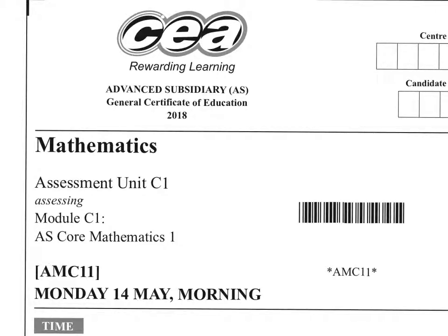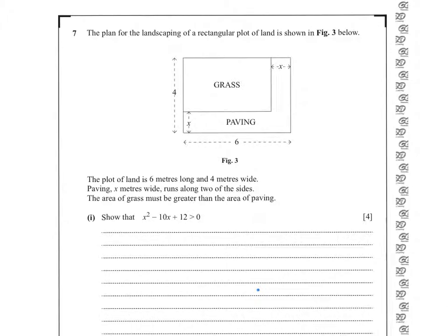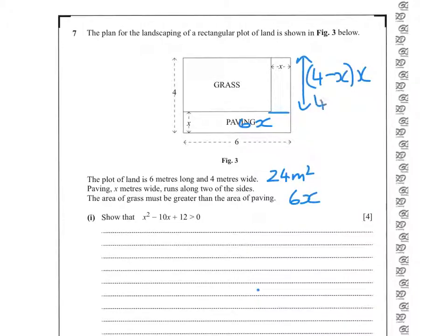C1 2018. In this question, we are told that a plot of land is 6 metres long and 4 metres wide. So that gives us 24 metres squared. We have 6x paving here. And along here, we have (4 minus x) times x, so we have 4x minus x squared.